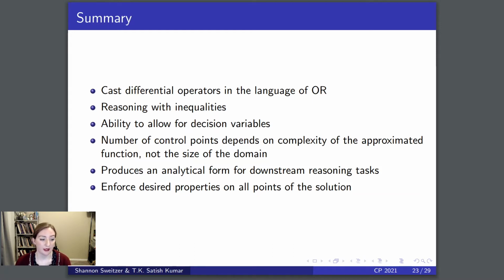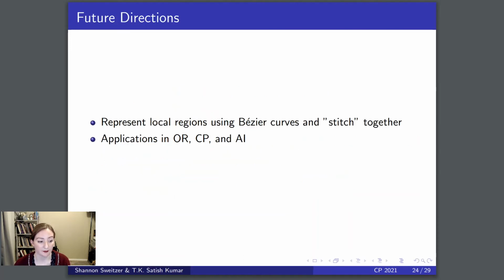This method has several key advantages, including the ability to reason with inequalities and decision variables, enforce desired properties on all points of a solution, and produce an analytical form for downstream reasoning tasks. Testing and verification of complex systems involving ODEs and PDEs can be done via highly scalable search-based methods instead of expensive simulation-based methods. Additionally, unlike with many numerical methods, the number of control points depends on the complexity of the approximated function, rather than the size of the domain.